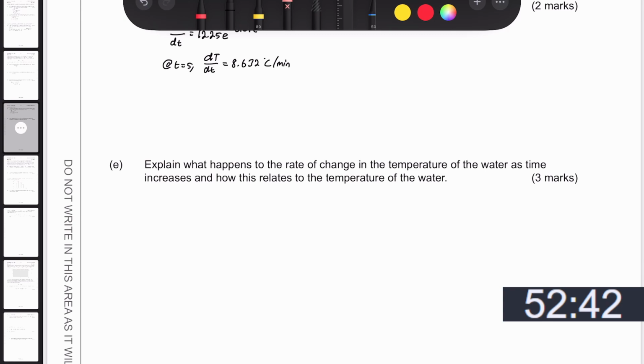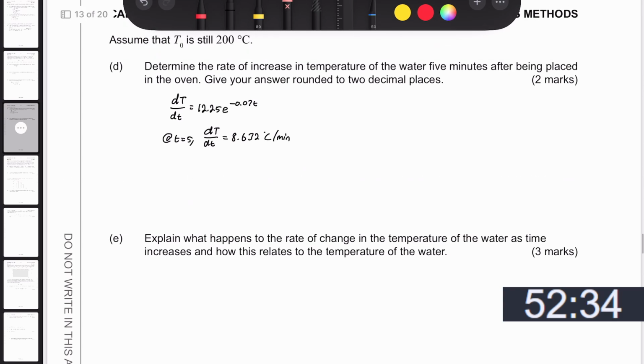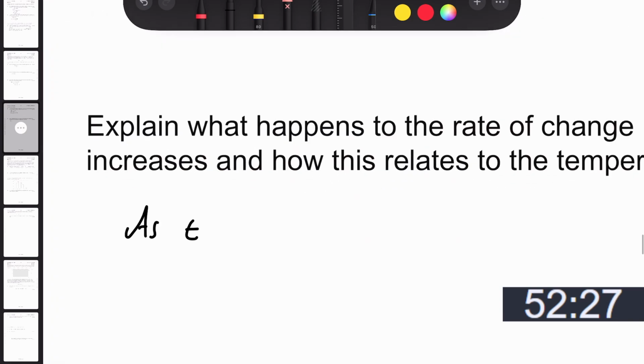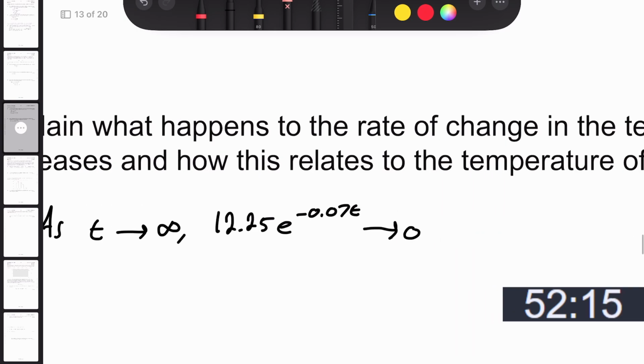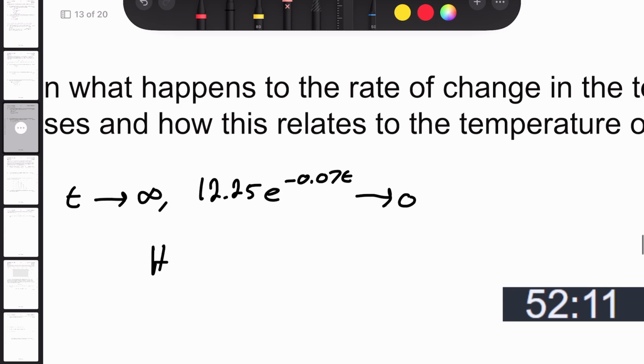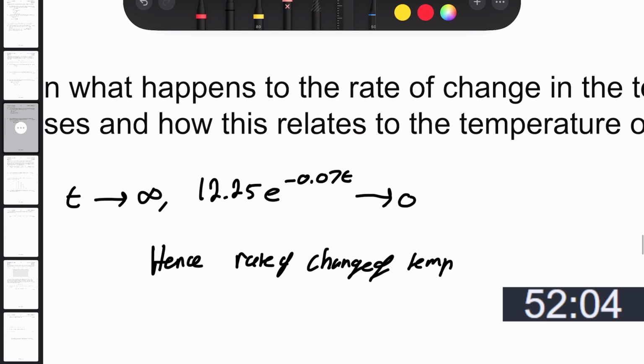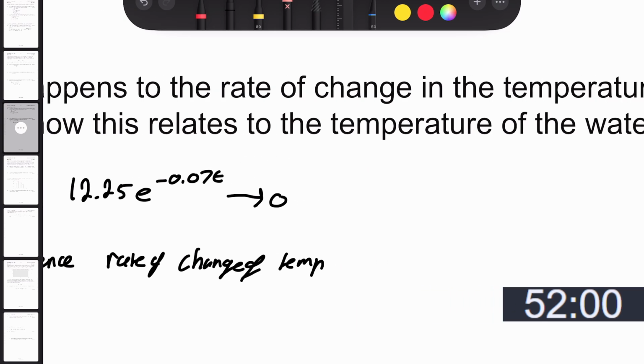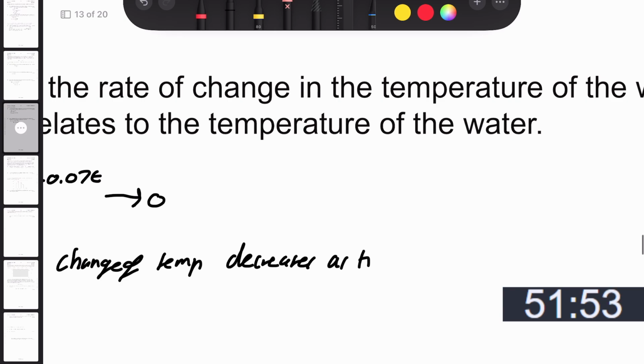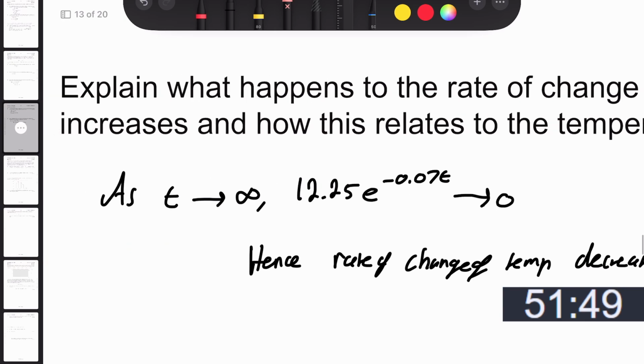Explain what happens to the rate of change of the increase in water temperature as time increases and how this relates to the temperature of the water. So as t increases or approaches infinity, 12.25 e to the negative 0.07 t approaches 0. And its rate of change of temperature decreases as time increases.